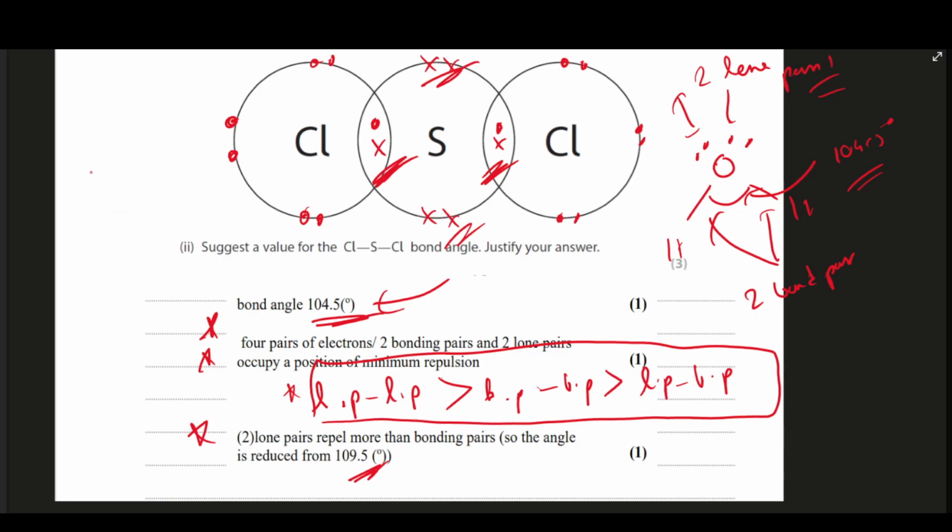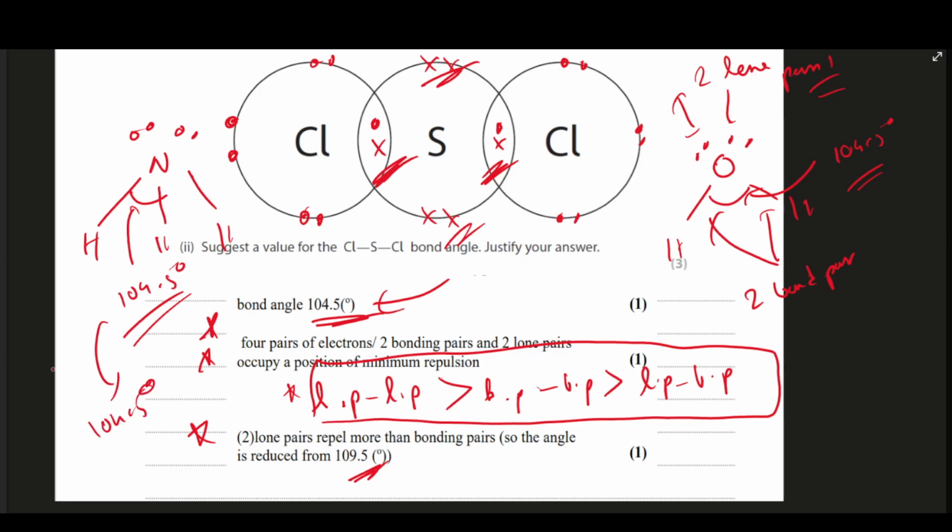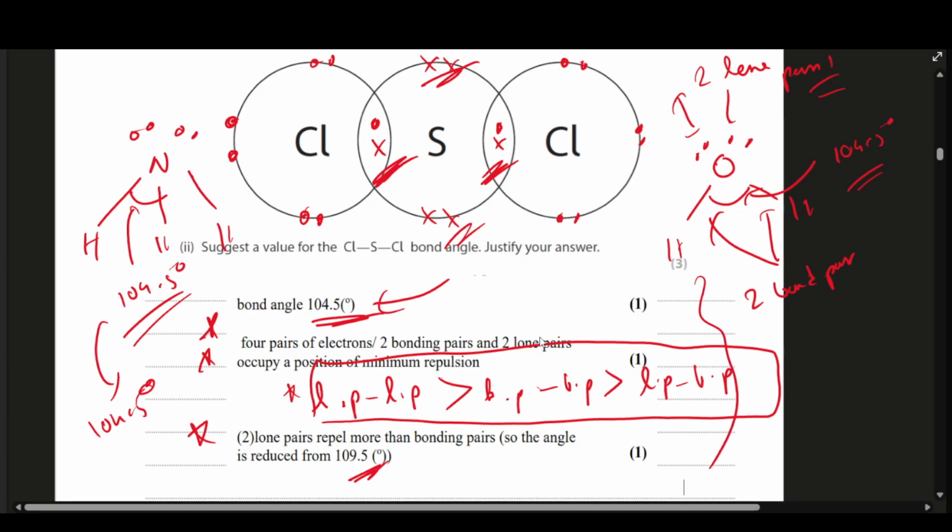Why did they say 109.5? Well, if you check out ammonia right here, ammonia had one lone pair. Since ammonia had one lone pair, it had the angle of 109.5 degrees. Now the inclusion of another lone pair increased the repulsion between them, and this basically reduced the angle to 104.5. So this is how you write the 3 marks for this type of answer.